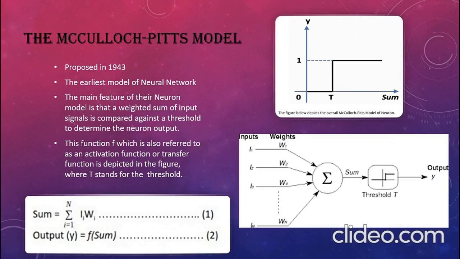It was proposed in the paper of propagation in 1943. This model is made up of a basic unit called neuron. The main feature of this model is that a weighted sum of input signals is compared against a threshold to determine the neuron output. When the sum is greater than or equal to the threshold, the output is 1. When the sum is less than the threshold, the output is 0. This function f, which is also referred to as an activation function or transfer function, is depicted in the figure, where t stands for the threshold.